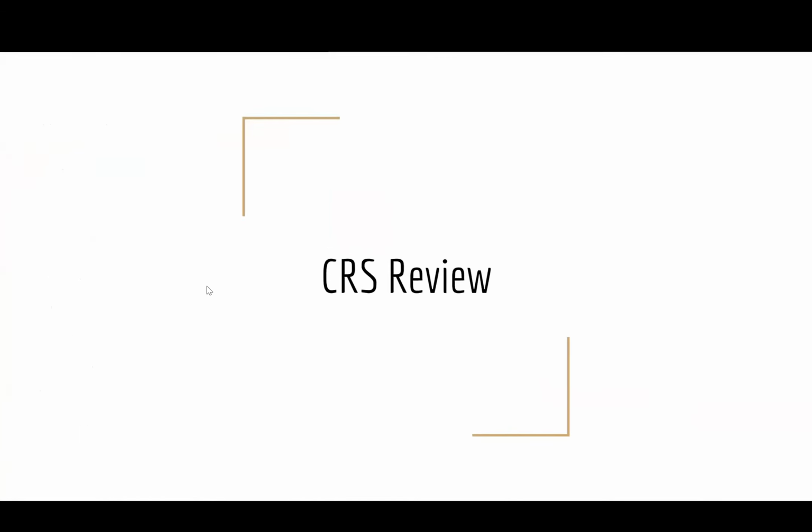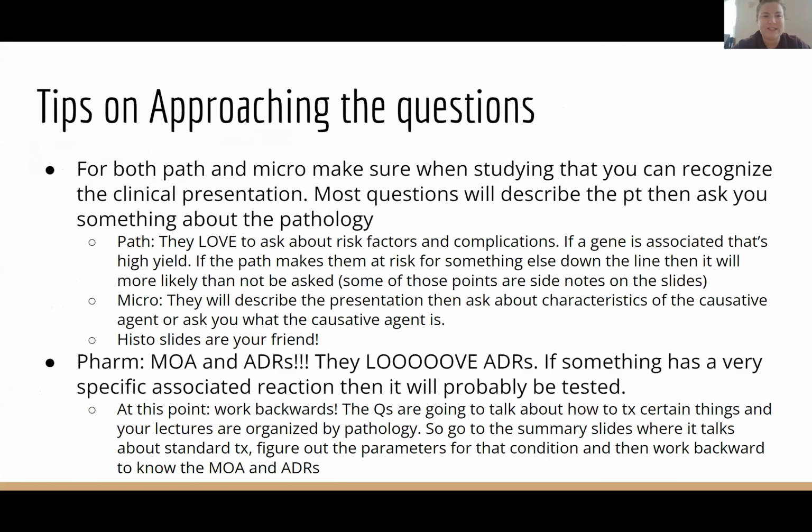Cool. Hey guys, so we're going to go over the path. This is tips on approaching all types of questions on these exams. FTCM was kind of like FTM in that it was different in how you studied. I felt that from CRS on, you could think about the questions in the same way and be successful. So for both path and micro, make sure that you are identifying the clinical presentation, because that's what's going to be in the vignette. It'll describe the patient and then ask you something about the pathology.